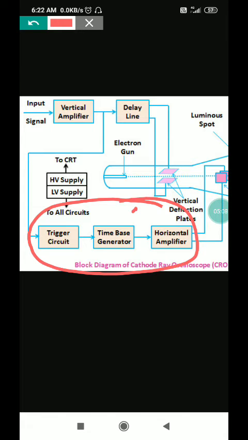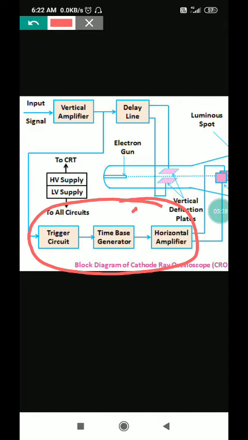For example, a time sweep of 1 second means your electron beam will take 1 second to move from extreme left to extreme right of the screen. If it is 0.5 second, then it will move from extreme left to extreme right in 0.5 second, and so on.